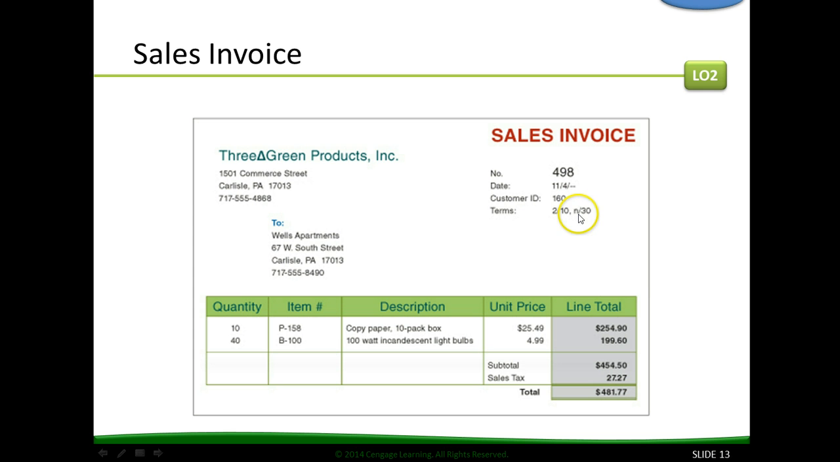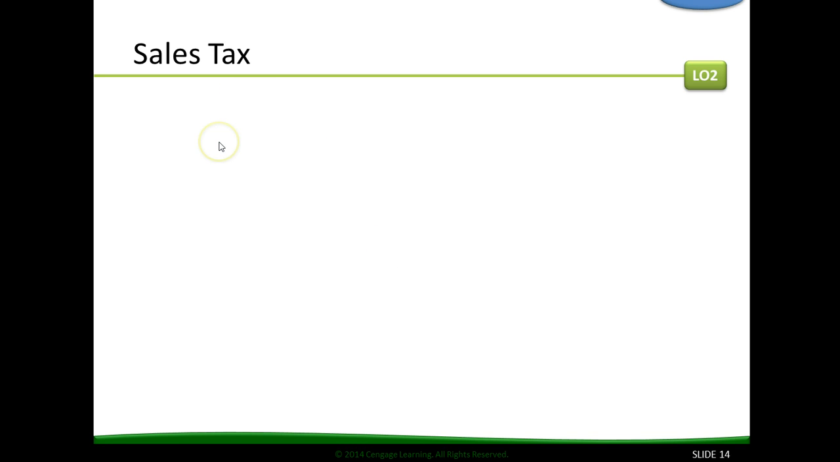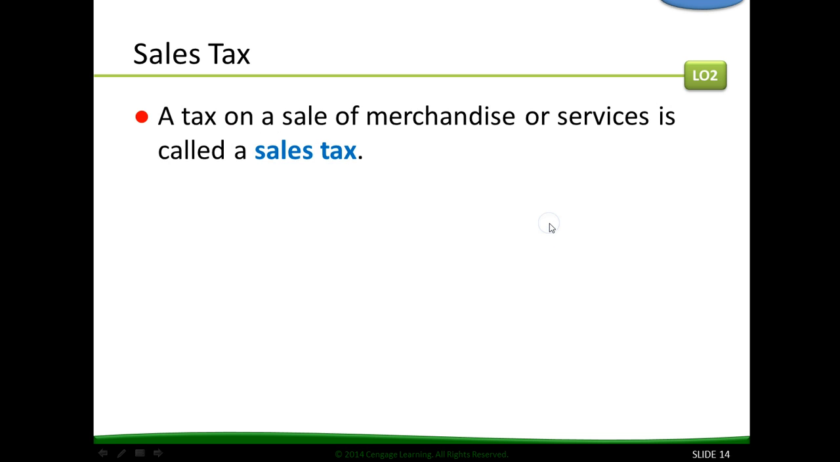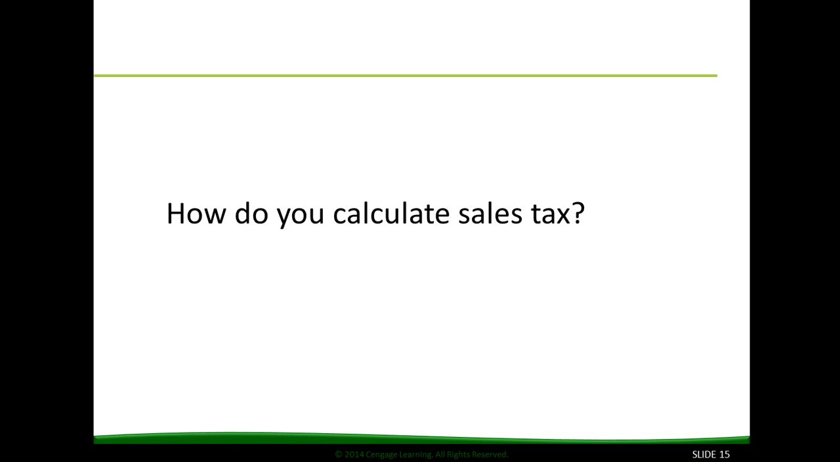So in addition to the discount, there's something else written on this invoice that we haven't really talked about before, and that's sales tax. So we're going to do that next. What is sales tax? Does anybody know? Sales tax is a tax on the sale of merchandise, products, or services. That's what a sales tax is. How do you think you calculate sales tax? Where does it come from? How do we do that?